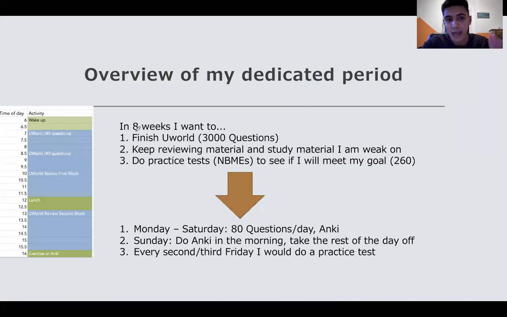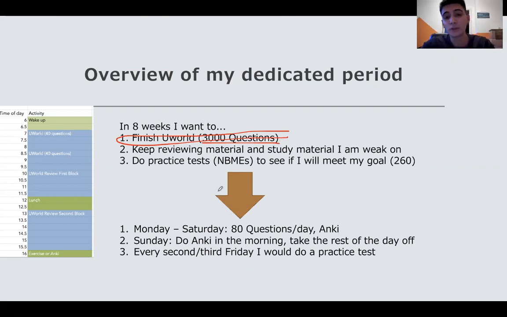But 8 weeks before the exam, I bought 3 months of UWorld, and I had basically 3,000 questions in the UWorld question bank left. So I didn't do any UWorld questions before the dedicated period. And what I wanted to focus on are 3 things. I wanted to finish the UWorld question bank. I wanted to keep reviewing the old material via Anki.